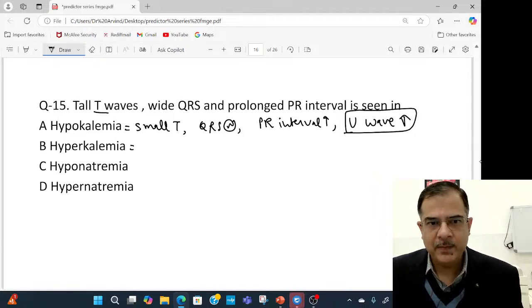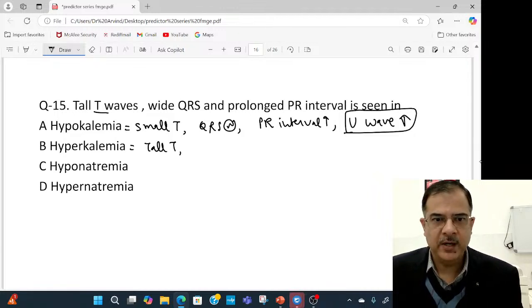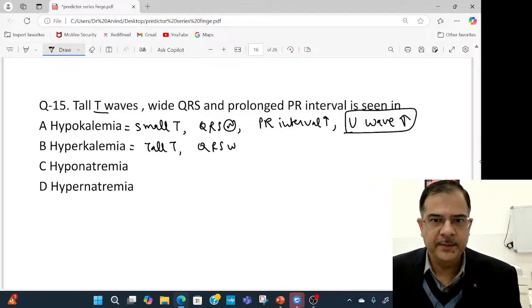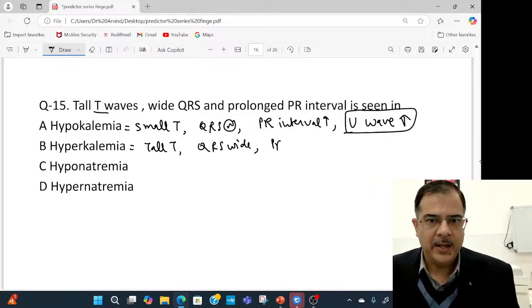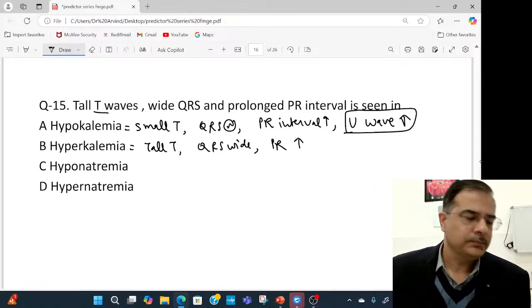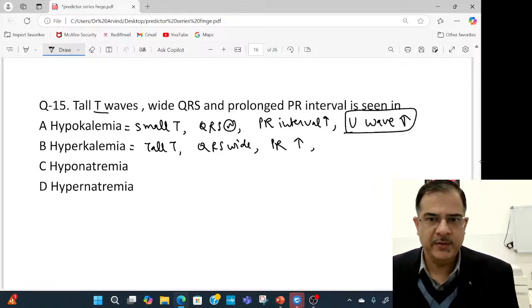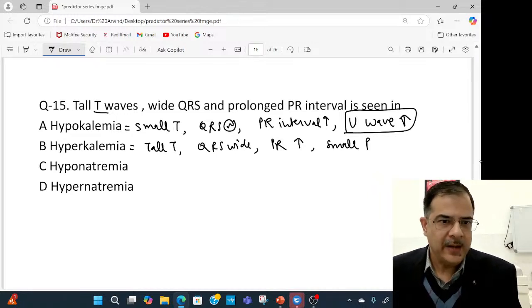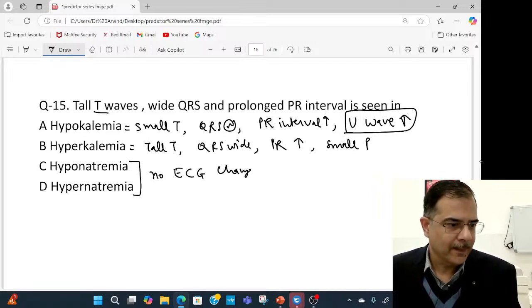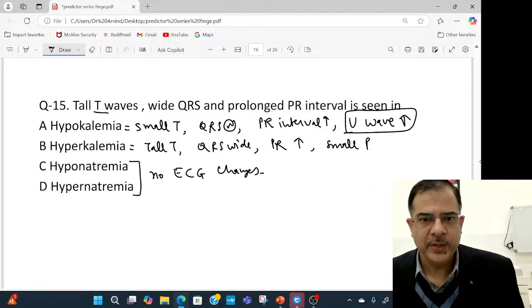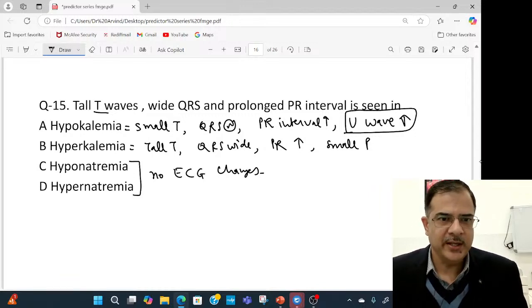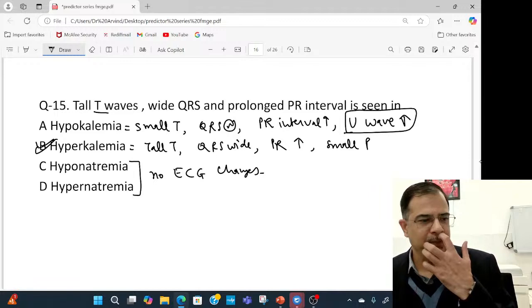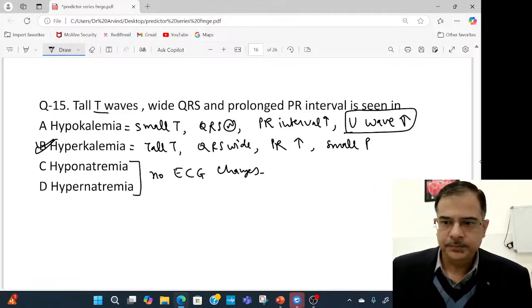While hyperkalemia produces a tall T wave, QRS will be wide, PR interval will be prolonged. So these are the manifestations here, and it will produce a small P wave. And hyponatremia and hypernatremia, no ECG changes. So answer here will be B option.